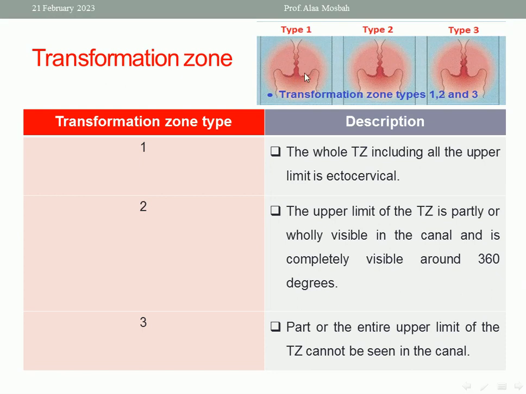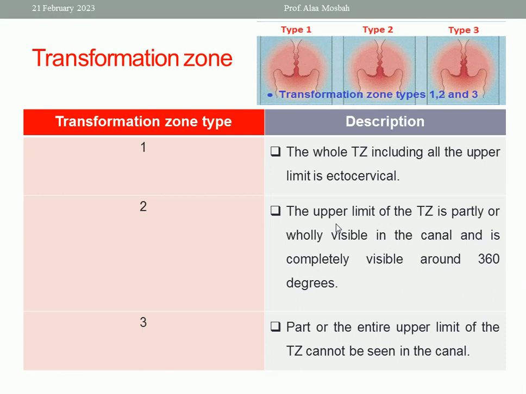So we know the difference between type 1, type 2, and type 3. In type 1, the transformation zone is completely in the cervix and easily completely visualized. While in type 2, the upper limit of the transformation zone is inside the endocervical canal, but can be seen around 360 degrees. While in type 3, the upper limit is not completely visualized or cannot be seen. It is deep inside the endocervical canal. This is the difference between the transformation zone types.